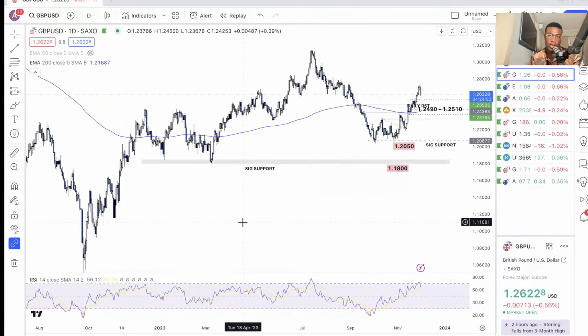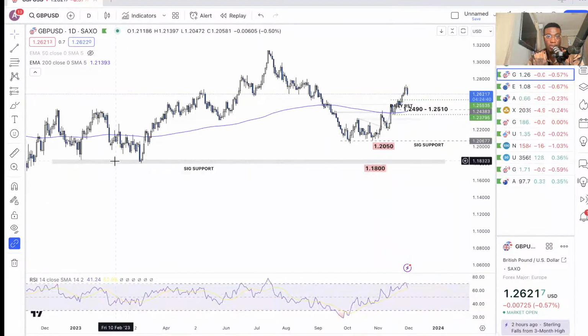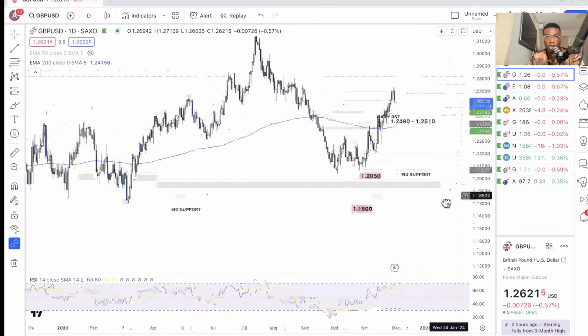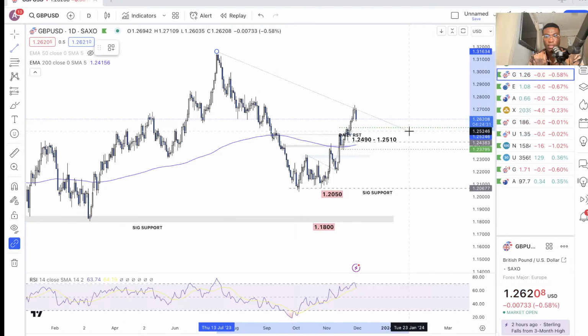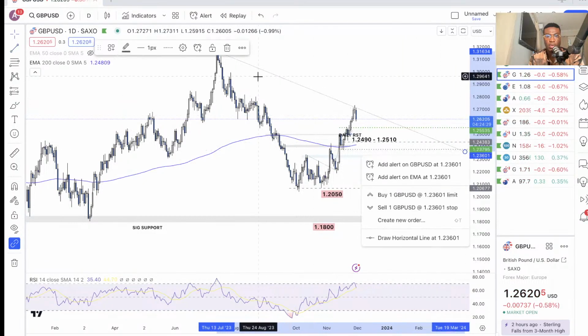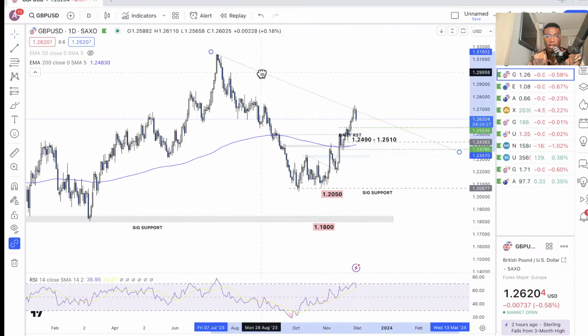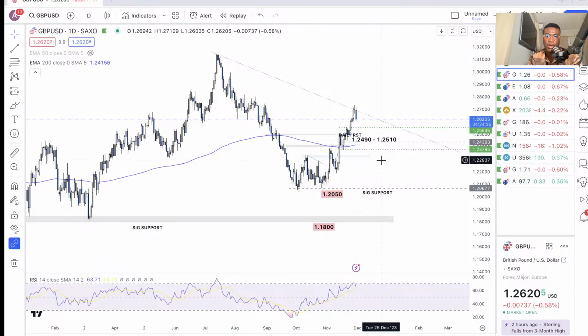All right, so pound dollar is making some recoveries, just like we've seen with the dollar index, because the dollar has been weak, so we expect the pound to gain some strength against the dollar. But here's what I'm seeing as well. I've identified some key levels according to the framework, but I can also connect a trend line, and this can serve as my resistance trend line.